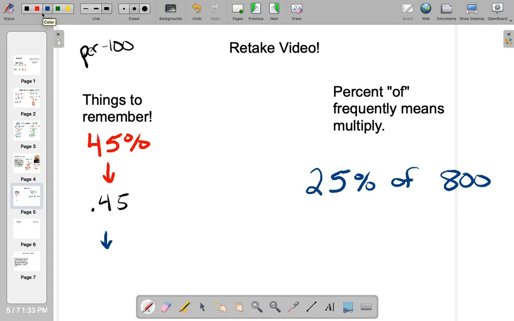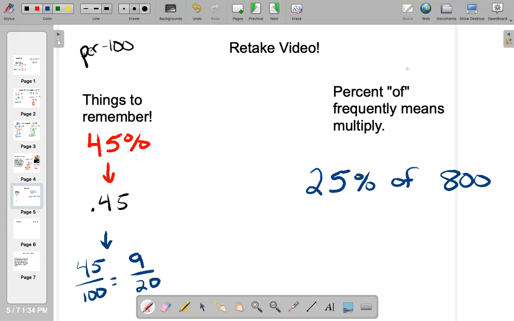45 hundredths can then be converted to the fraction 45/100ths. And if you wanted to simplify this fraction, we could divide the numerator and denominator by 5 to get 9/20ths.